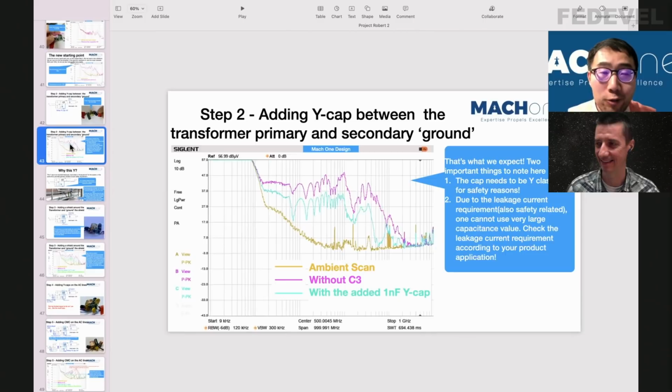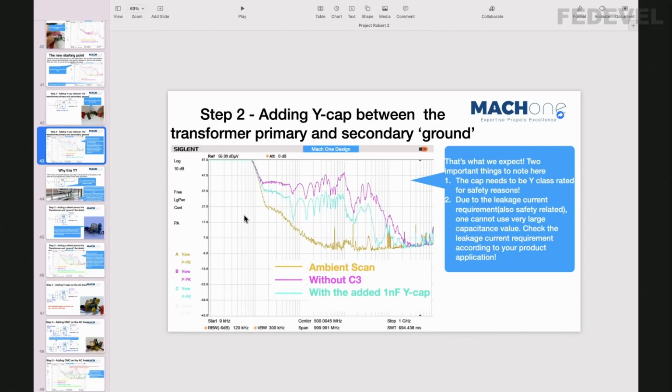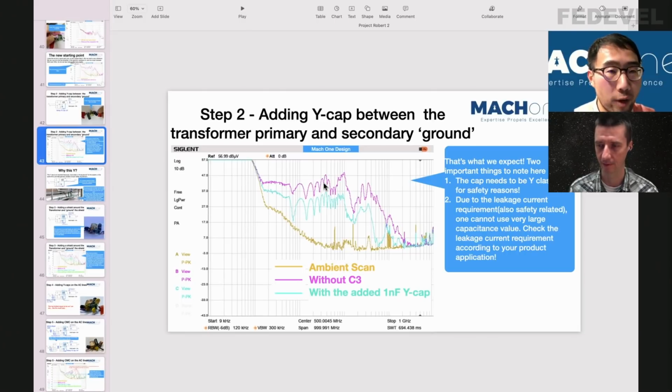So this is the result, right? So the purple line is, again, the new starting point. That's the point where we removed C3. And now we are putting a 1 nanofarad Y capacitor between the primary side and the secondary side. And you can see it's a clear 10 dB reduction from very low frequency all the way up to high frequency. So this change is a major change across a wide frequency range, and it's 10 dB at least.